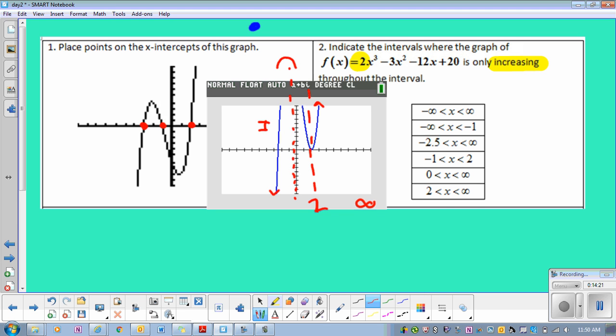So if I look, where is it only increasing? Here. And then here.